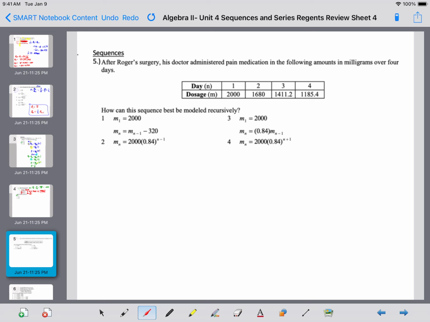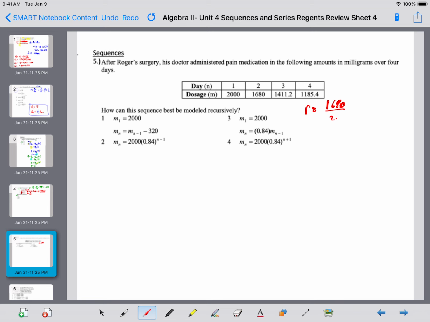After Roger's surgery, his doctor administered pain medication in the following amounts in milligrams over 4 days. How can this sequence best be modeled recursively? Typically, medication in your body exponentially decays. So let's check that out. Let's see if it actually is geometric.